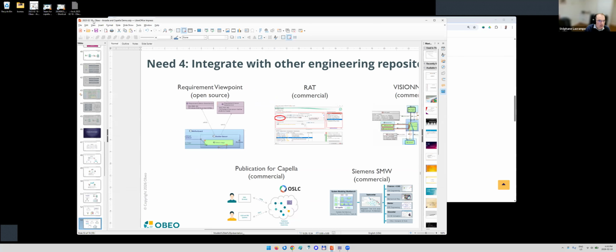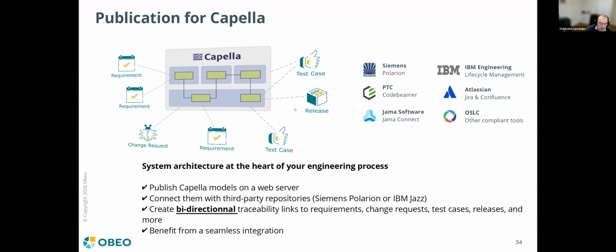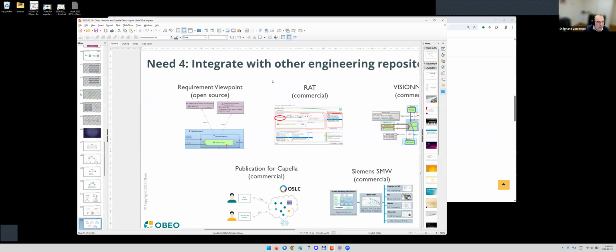Right. So I want to talk a little bit about Publication for Capella beyond publishing your model into a website that makes it accessible to others. What Publication for Capella does, it manages the traceability between application lifecycle management tools and Capella. So I have a list of tools that we support right now, like Polarion, JAMA, Codebeamer, Doors, and IBM ELM, Jira and Confluence as well, and other OSLC tools.